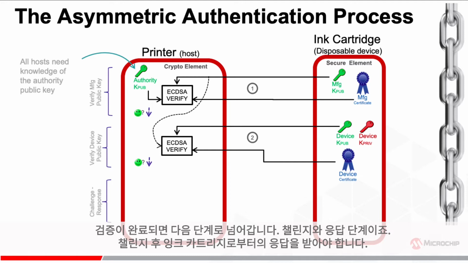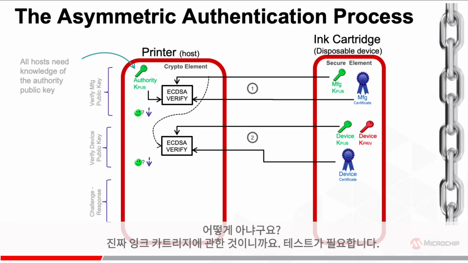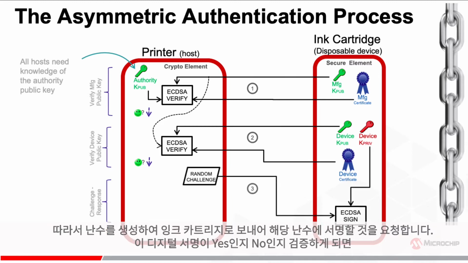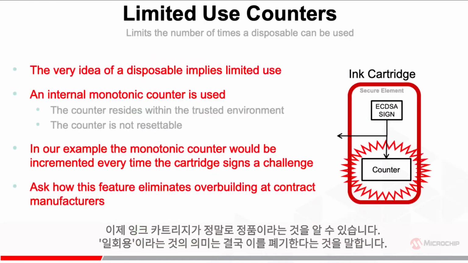We need to challenge and get a response from the ink cartridge, because if you look at everything we've done here so far, you could easily record that and replay it at a later date. How do you know it's truly the ink cartridge? We have to test it. We do trust the device public key, but if that ink cartridge is truly who it claims to be, it should also have the associated device private key. So we make a random number and we send it to the ink cartridge asking it to sign that random number. The digital signature comes back and we verify that digital signature, yes or no. Now we know the ink cartridge is truly genuine.